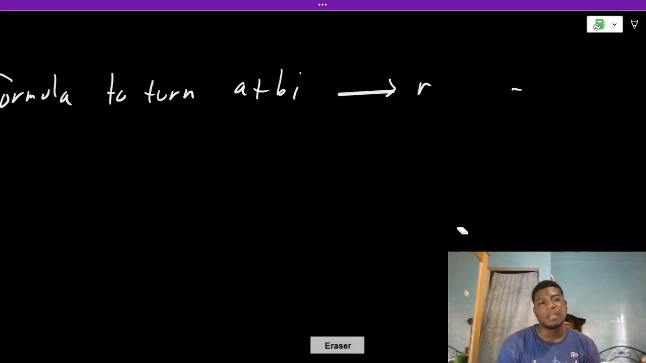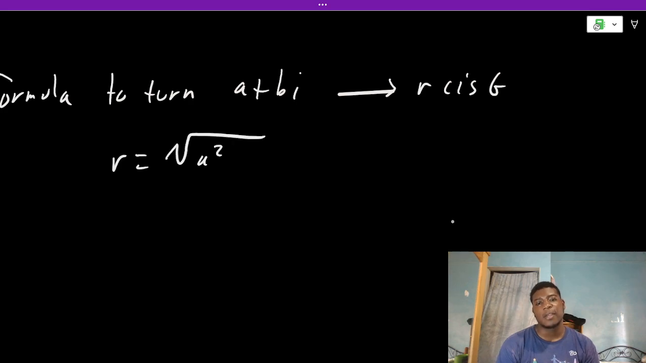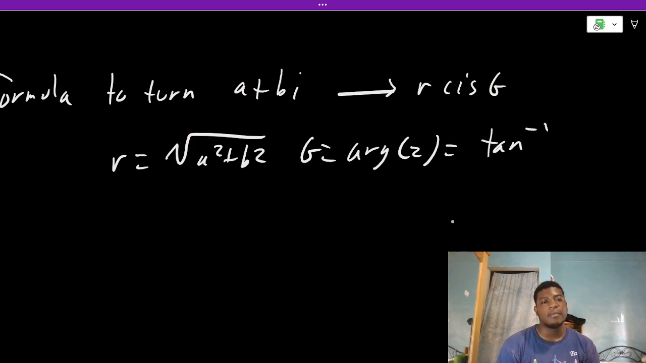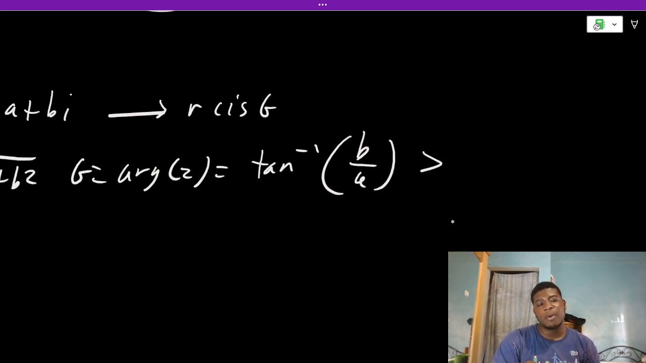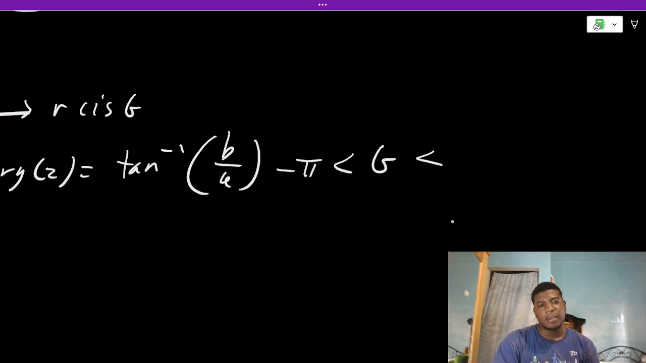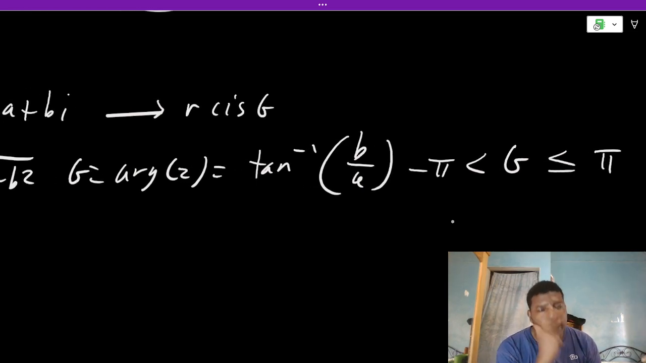Well, I didn't even put that. I could have put CIS there. See how fast that is? Down to that is that you find r, which is the square root of a squared plus b squared. And you find theta, or the argument of z, which equals the tan inverse of b over a, and theta had to be more than negative pi and less than or equal to pi, right? That's a rule, right?